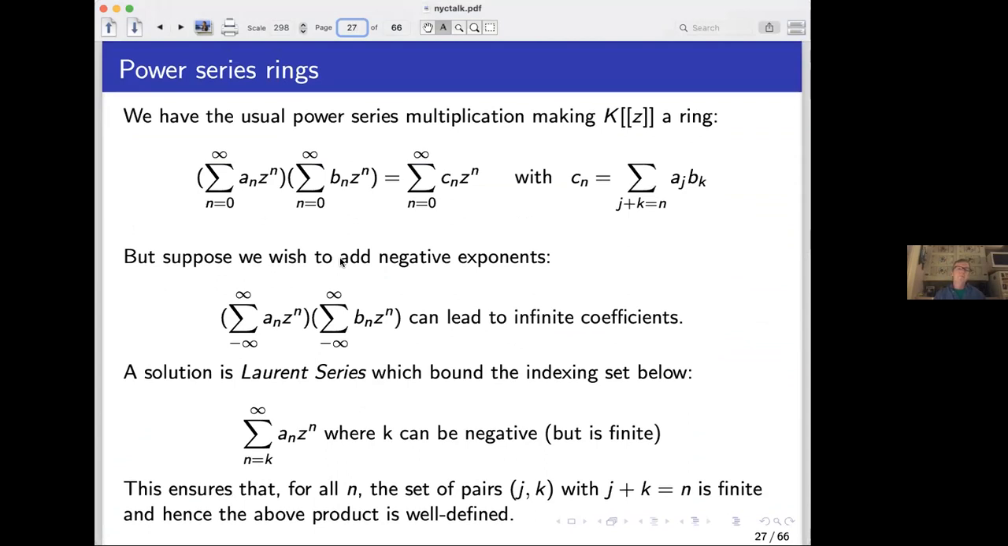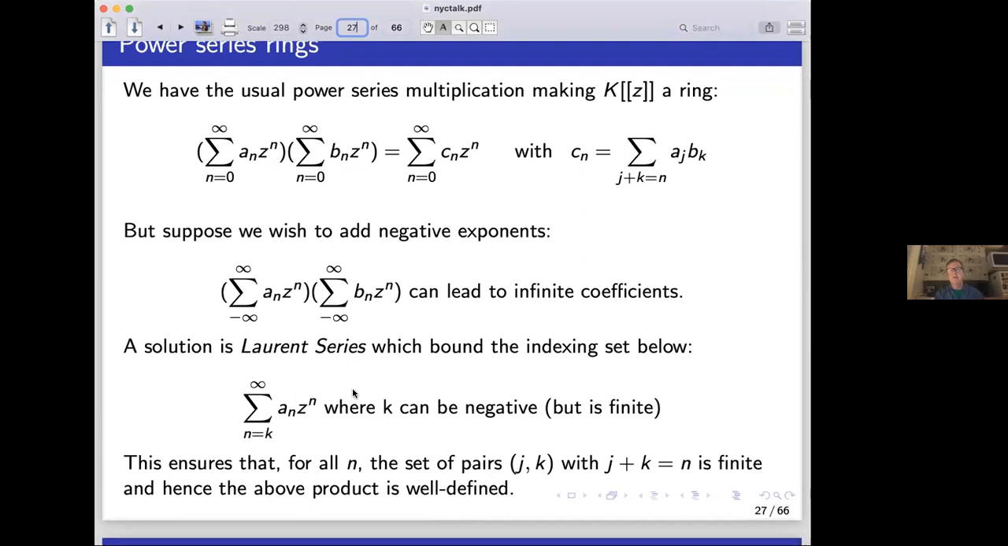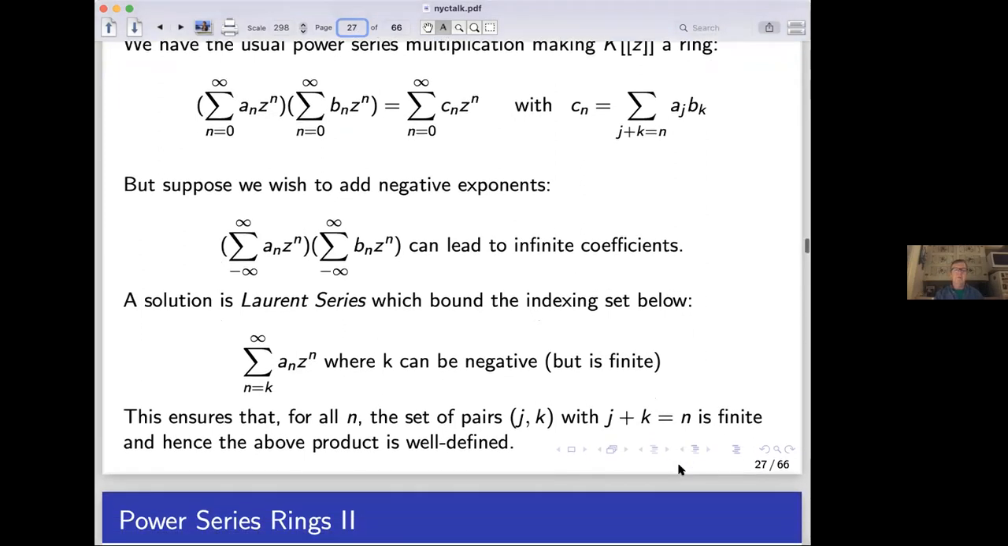So this is just review for everybody, but we know that when you want to multiply power series together, you have to be worried about infinite coefficients showing up. So if I try to multiply a series which goes all the way from minus infinity to infinity by another such series, you can easily wind up with infinite coefficients. And there are multiple solutions to that. One is to bound any series from below, in which case you get Laurent series, thereby ensuring that the product of two Laurent series is well defined, because the number of terms which add up in any given term in the product is finite.